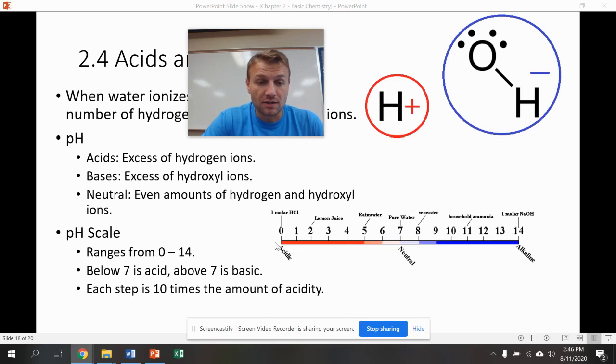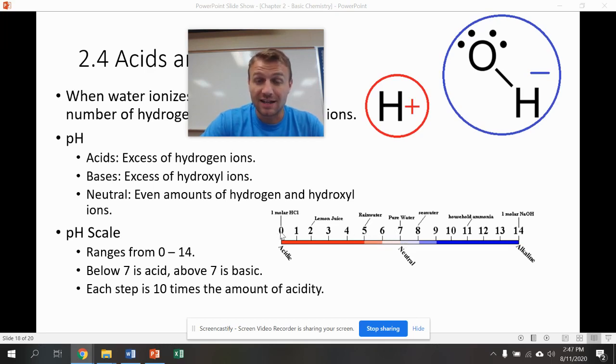Now, again, we have this pH scale. We go from 0 to 14, and this is a logarithmic scale. It's not like 6 is one times as acidic as 7, and 5 is two times. It's a logarithmic scale of 10. So 6 is 10 times more acidic than 7. 5 is 10 times more acidic than 6, and 100 times more acidic than 7. 4 is 10 times more acidic than 5, 100 times more acidic than 6, and 1,000 times more acidic than 7. So every time you multiply by 10.